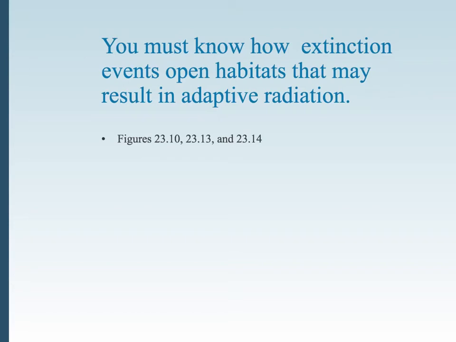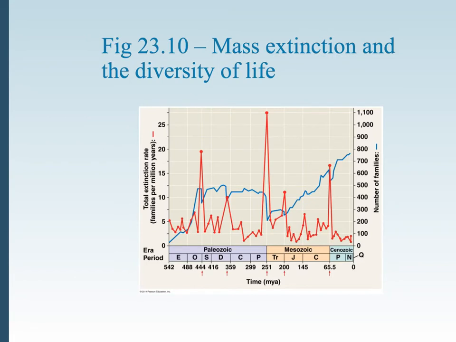You have to know how extinction events open up habitats that may result in adaptive radiation. Okay, you don't have to actually know the names of any of the mass extinctions. They all have names, and that's fine. But this is a graph I showed you in class, and these spikes are indicating extinction rates. And so this is a mass extinction, this is a mass extinction, this is one, this is one. People are predicting that we're having one right now as well, but obviously we don't know that till after the fact. And so, you know, we'll see. Well, you and I probably won't see, but someday we'll know if we're in a mass extinction right now.